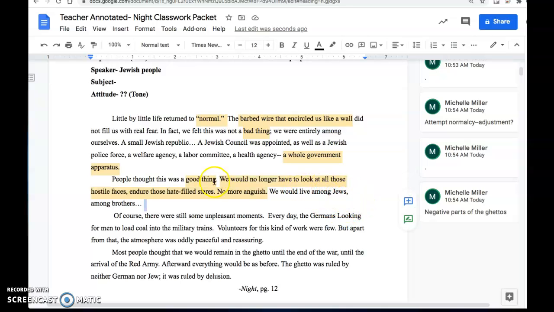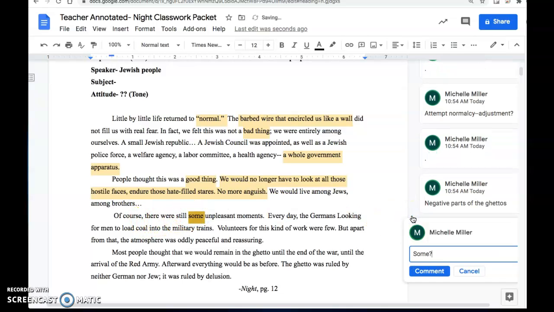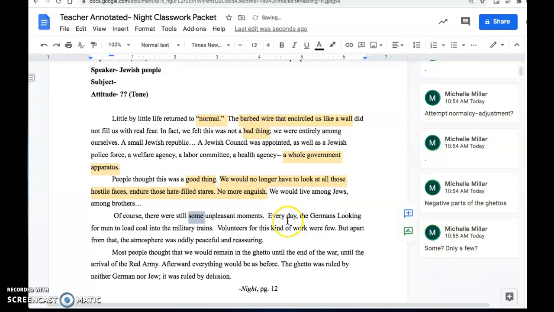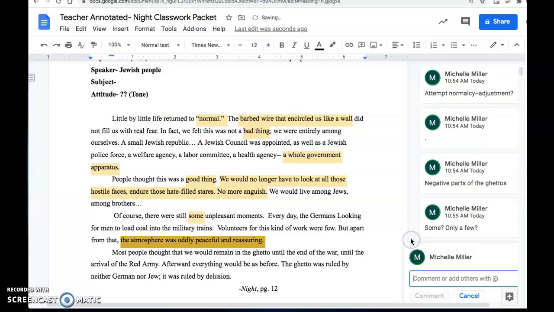We would live among Jews, among brothers. Of course, there were still some unpleasant moments. Like only a few? That seems odd, right? They've gotten all of their stuff taken away. They can't see some of their family members. They don't really know what's going on. But for some reason, they still feel like it's not that bad. Every day, the Germans came looking for men to load coal into the military trains. Volunteers for this kind of work were few, but apart from that, the atmosphere was oddly peaceful and reassuring.